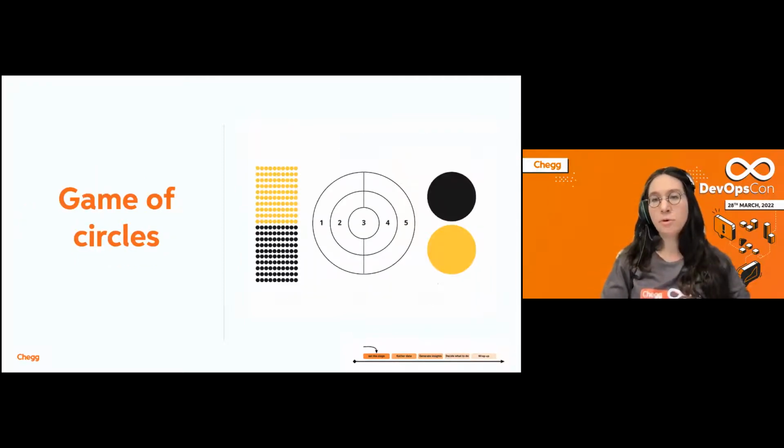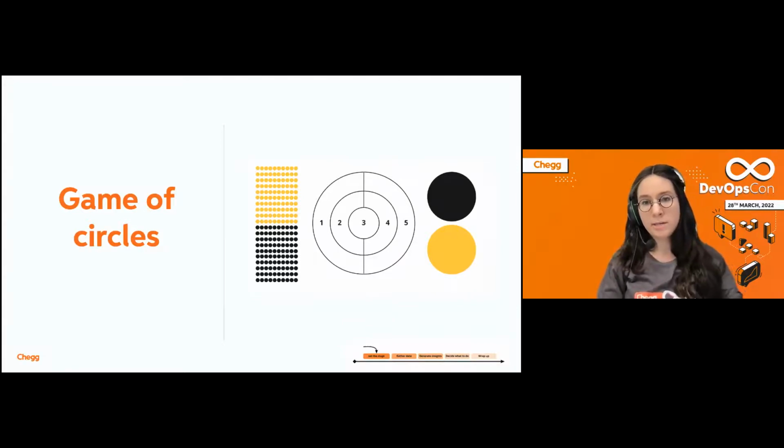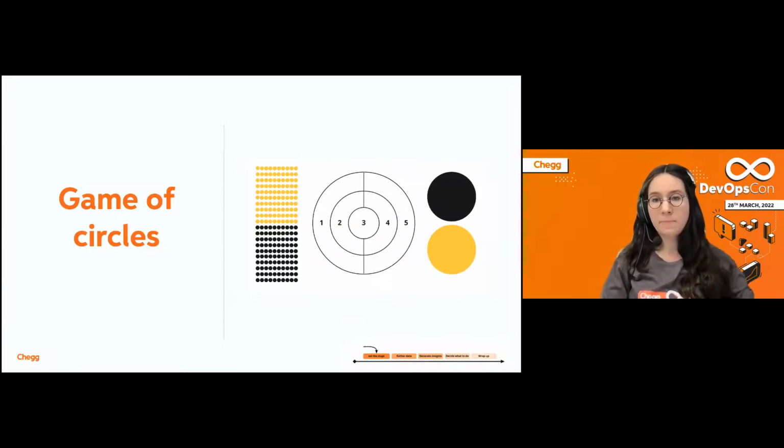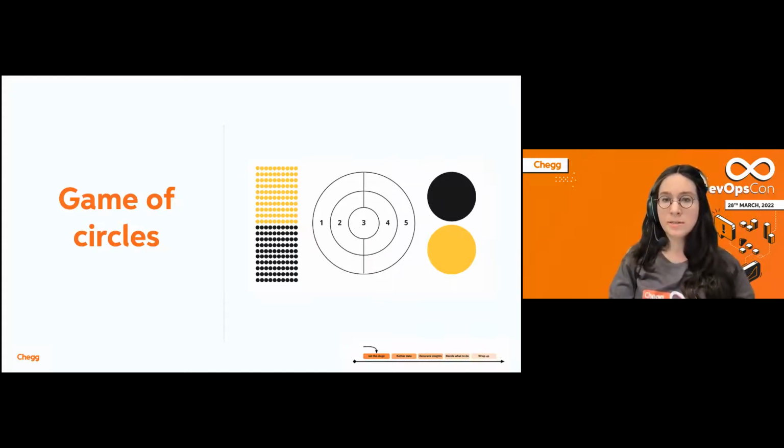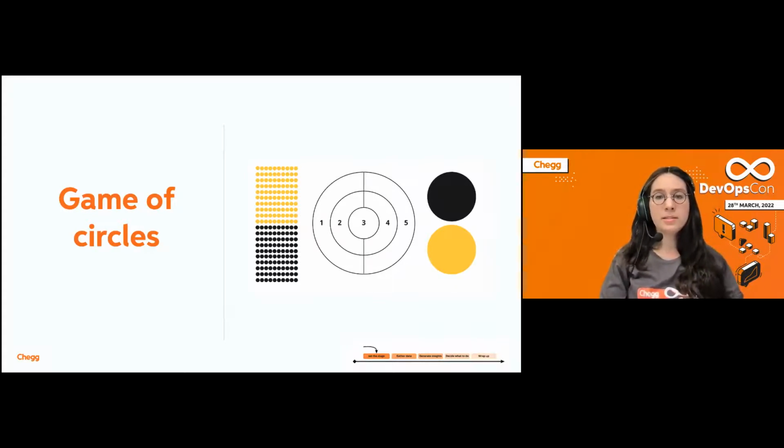An alternative remote game with Miro is the game of circles. In this game, the goal is to pass as many balls as possible through the numbered areas into the big black and yellow circles. There are a few rules which make it a little bit complicated that I can give later on to anyone who is interested. But the idea of this game is that you have a few iterations, and in each iteration, you will do a mini retrospective and planning to improve every cycle.